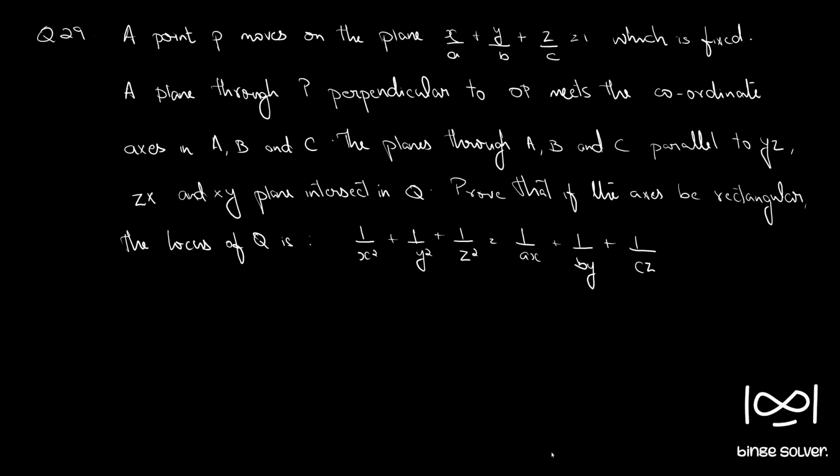Question number 29. A point P moves on the plane x by a plus y by b plus z by c equal to 1, which is fixed. A plane through P perpendicular to OP meets the coordinate axis in A, B, and C. The planes through A, B, and C parallel to YZ, ZX, and XY plane intersect in Q. Prove that if the axis be rectangular, the locus of Q is 1 by x square plus 1 by y square plus 1 by z square is equal to 1 by ax plus 1 by by plus 1 by cz.